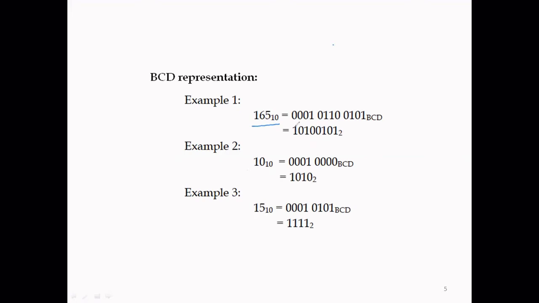Let us say we take the decimal number 165 to the base 10. How can we represent it in BCD and how can we represent it in binary? Both look the same, but for BCD, 1 is 0001, 6 is 0110, and 5 is 0101. That is binary coded decimal. These are the decimal digits 165, just binary coded.